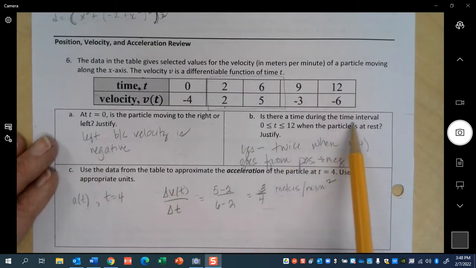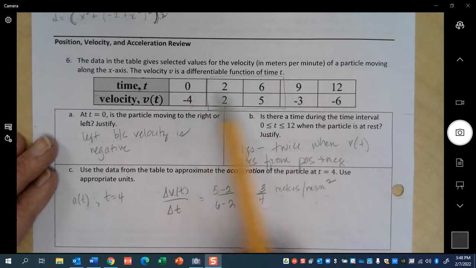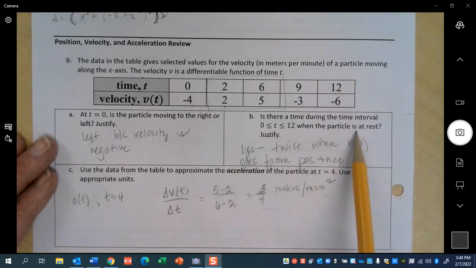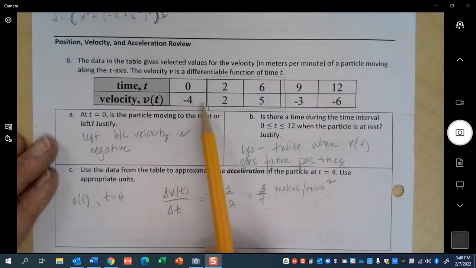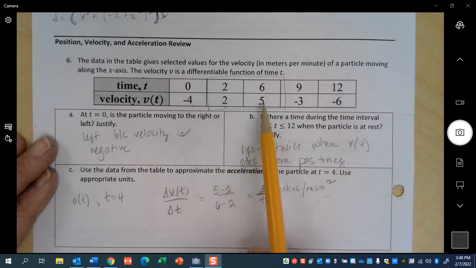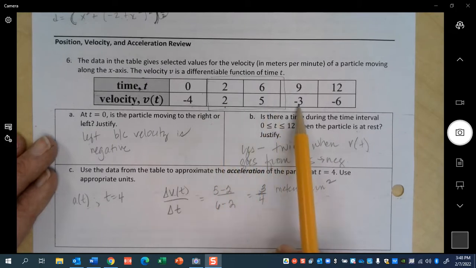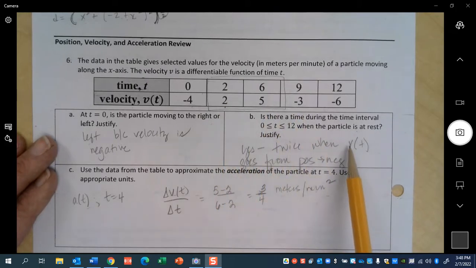Is there a time during the time interval 0 to 12 when the particle is at rest? So yeah, this is going to happen twice because notice my velocity goes from being a negative value to a positive value and then back to being negative. So there's going to be twice when that velocity is equal to 0. That's when it's at rest. Velocity equals 0 when the particle's at rest.